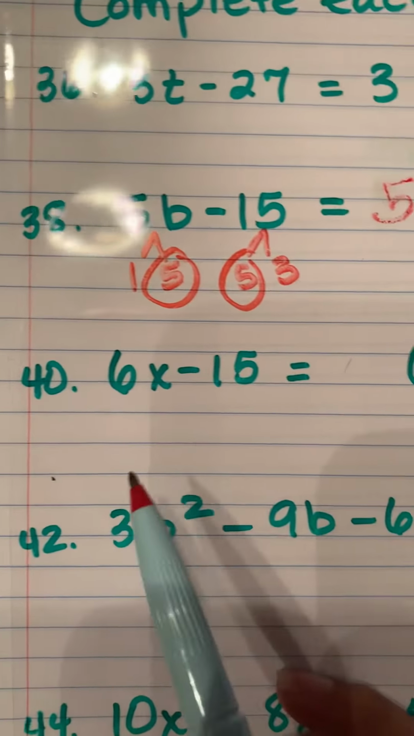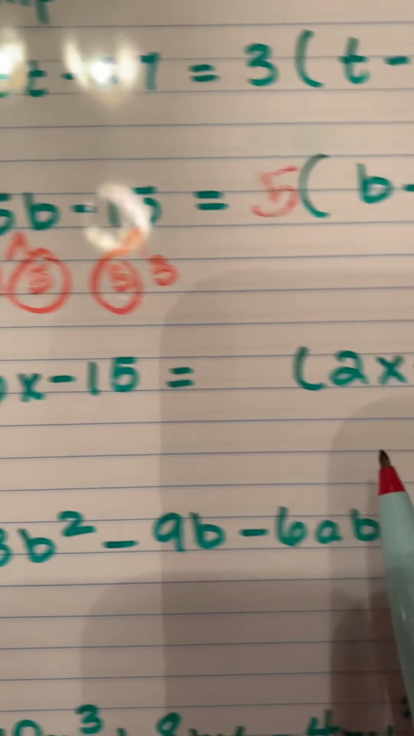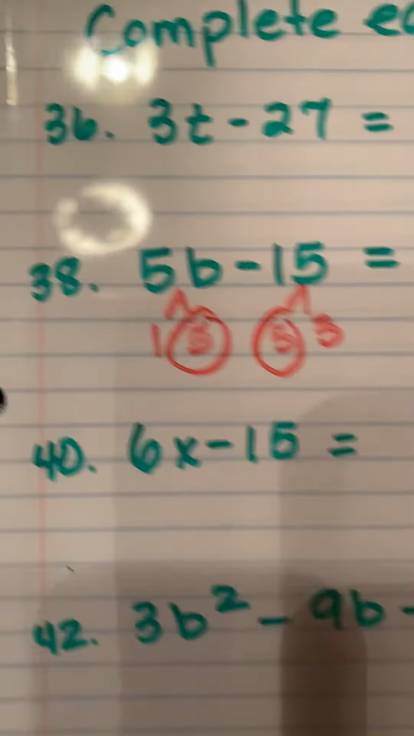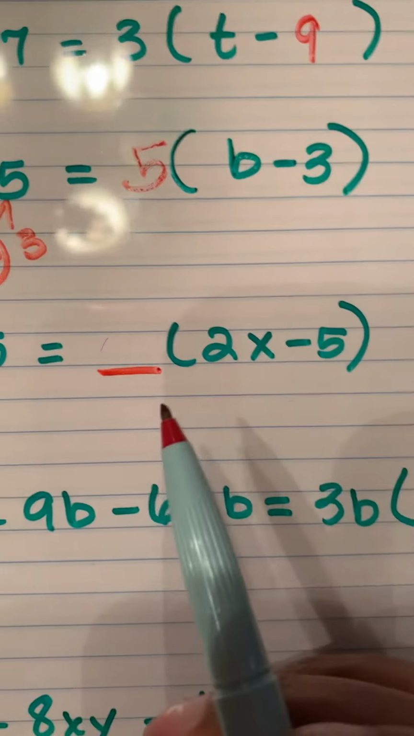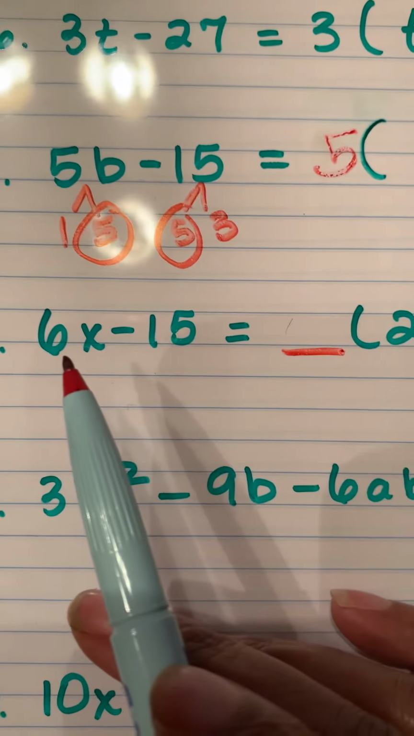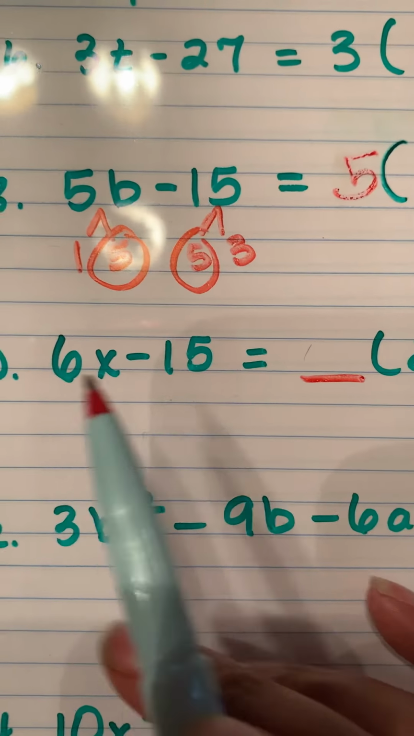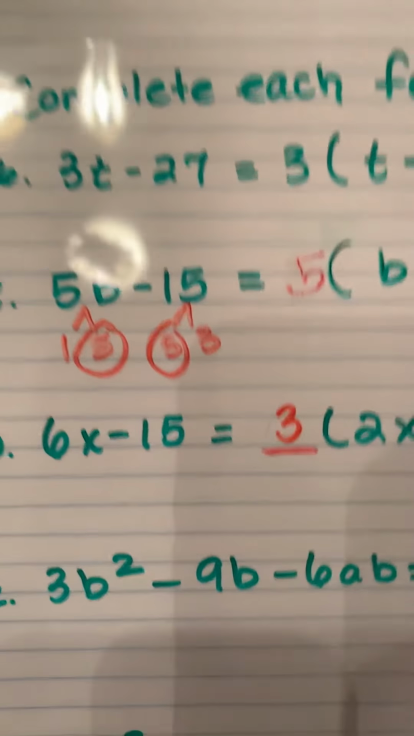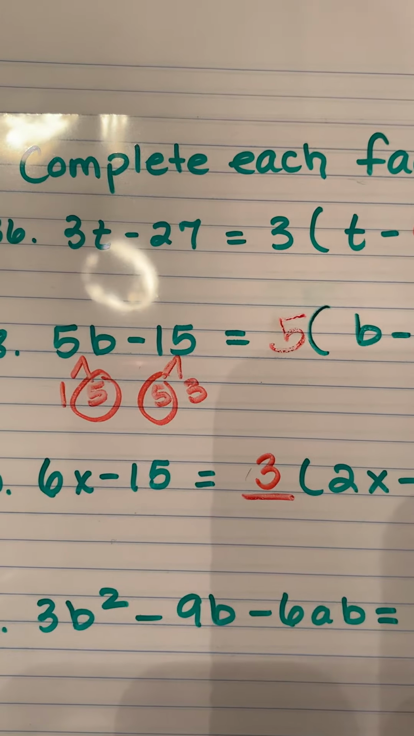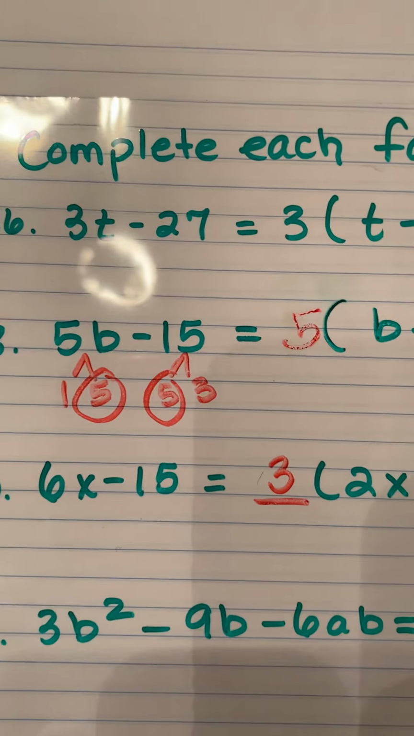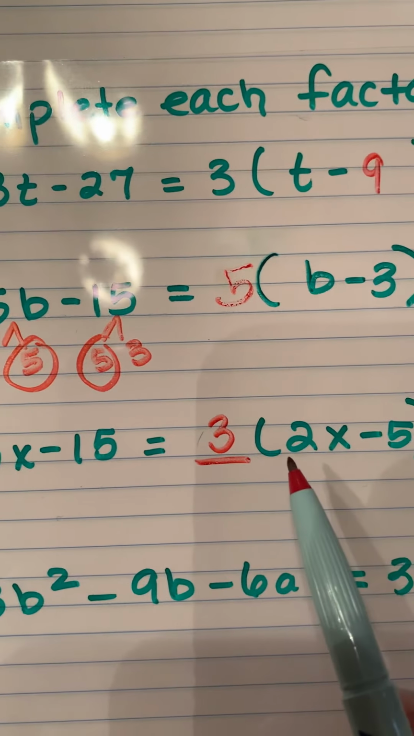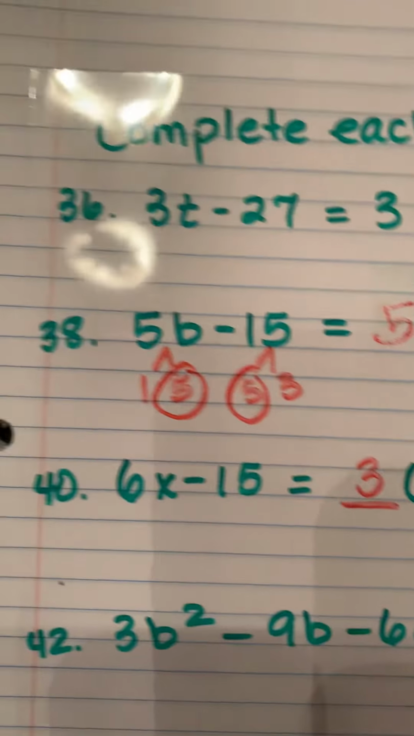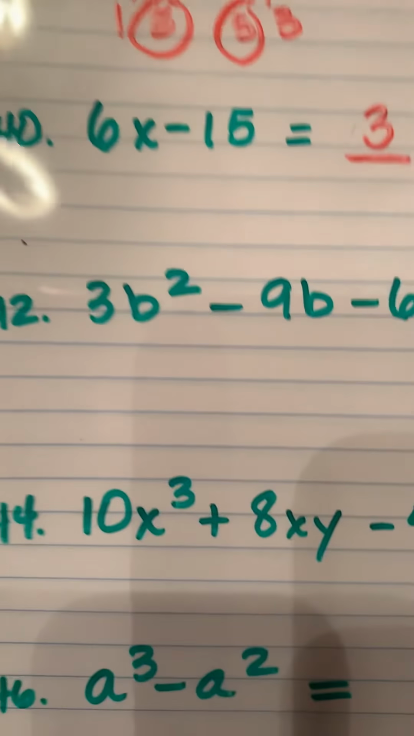You're doing well. I have 6x minus 15. In the book, they gave me 2x minus 5 in parentheses. They want me to fill in the blank. What should go here? Thinking about your timetables, what times 2 will give you a 6? 3. So really easy. They're just trying to make sure you got your timetables down packed. 3 times 2 gives you 6x. 3 times 5 will give me negative 15. Okay. You're doing very well.